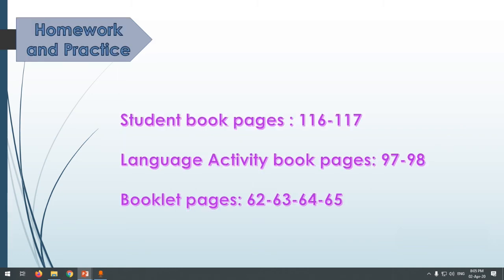As for your homework and practice, your student book, pages 116, 117, your language activity book, pages 97, 98, and your booklet, pages 62, 63, 64, and 65. I know the homework of the booklet is too long because we didn't take the homework for a grammar book. We're not going to take a grammar book in this lesson, in this unit, I mean. So we're gonna try to finish the homework of the grammar book in this lesson too.